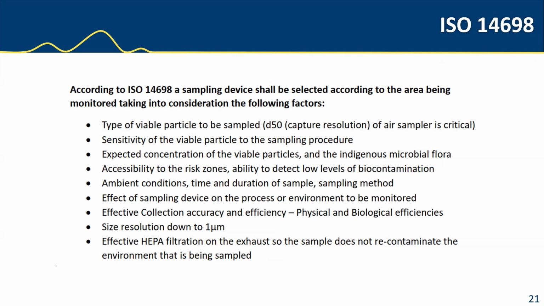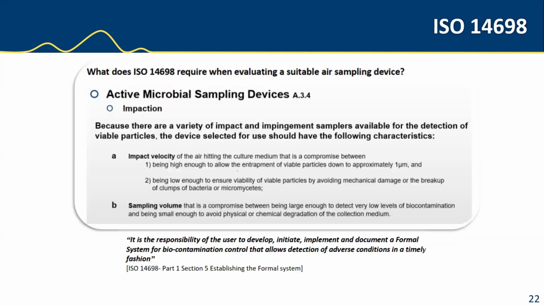But things like looking at the D50 of your air sampling device, making sure you've got a HEPA filter on the exhaust if you're using a device that has an exhaust. You need to get a size resolution down to 1 micron, and then look at your biological and physical efficiencies. So it all adds up, and there is a section in 14698 about selecting the appropriate device and making sure it's fit for purpose.